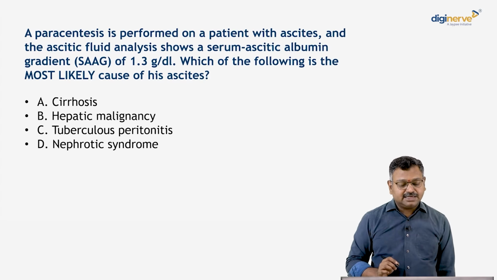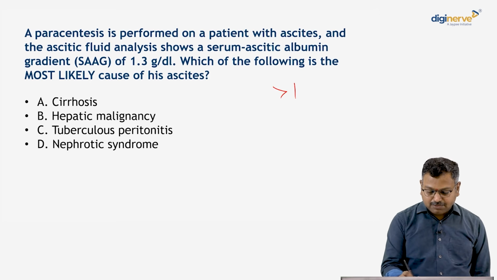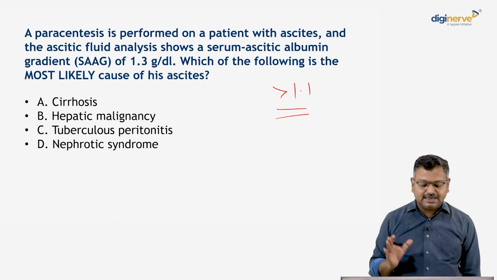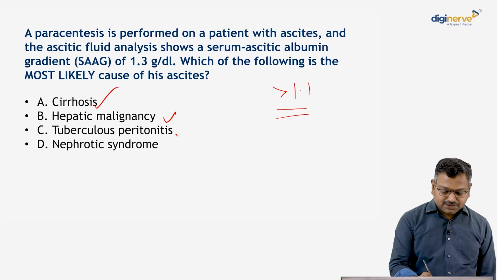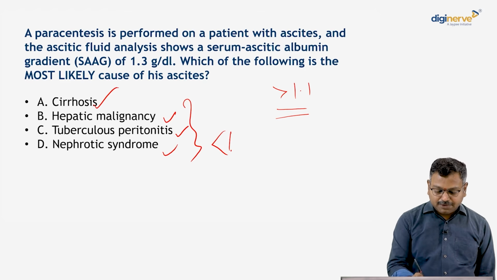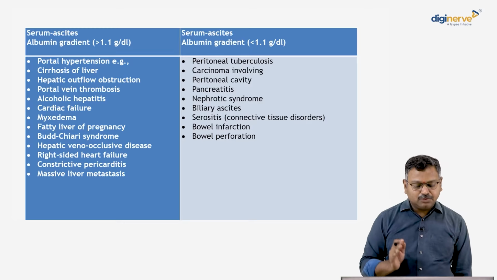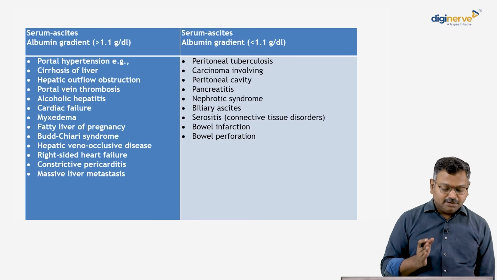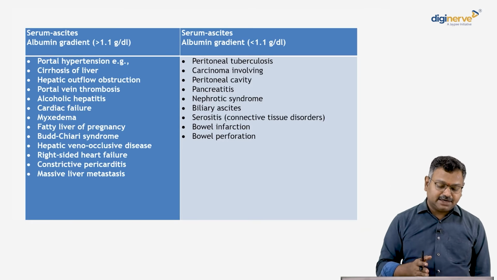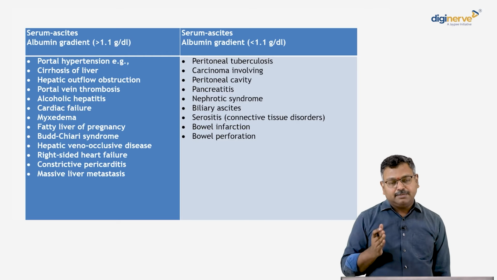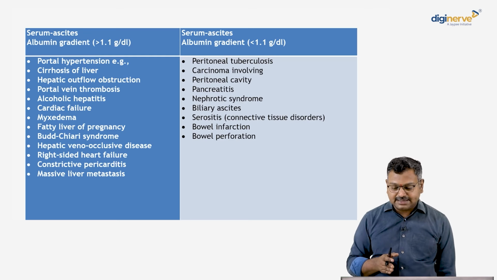A paracentesis from an ascitic patient shows a SAAG of 1.3. So SAAG more than 1.1 is classically of portal hypertension. So the diagnosis is cirrhosis. Hepatic malignancies, tuberculosis and nephrotic syndrome all will produce a SAAG less than 1.1. So the SAAG more than 1.1: portal hypertension, portal venous thrombosis, alcoholic hepatitis, Budd-Chiari syndrome, constrictive pericarditis. SAAG less than 1.1: peritoneal tuberculosis, carcinoma, pancreatitis, nephrotic syndrome, biliary ascites, perforation.